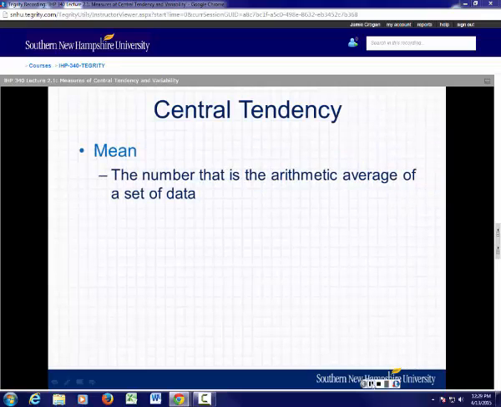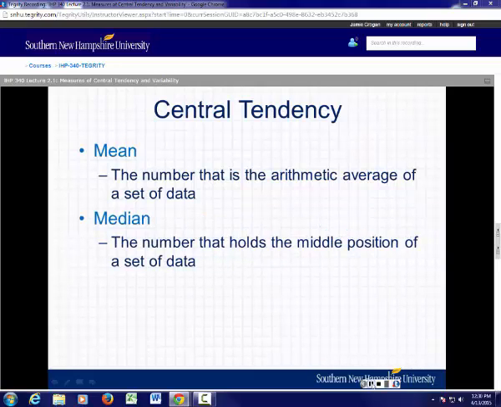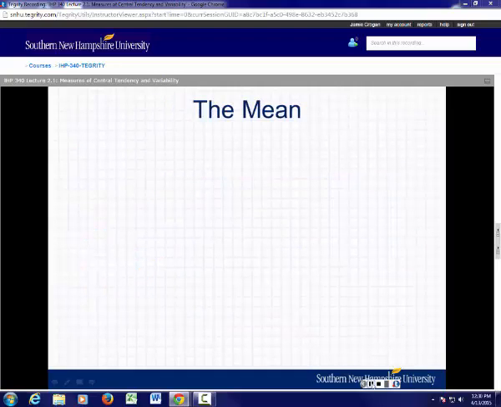So here are the measures of central tendency that we will talk about. The mean is the number that is the average of the set of data. The median is the score that holds the middle position of a set of data. It's also called the 50th percentile. And the mode is the number in the data set that occurs the most frequently. Let's talk about each of these.